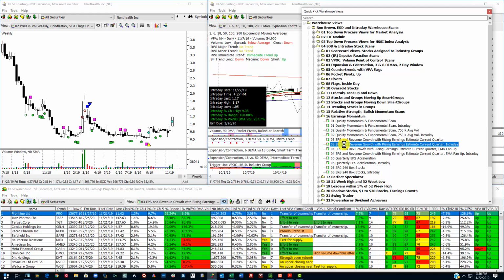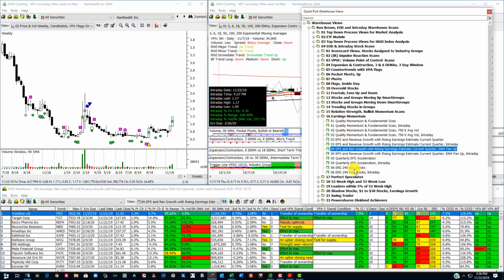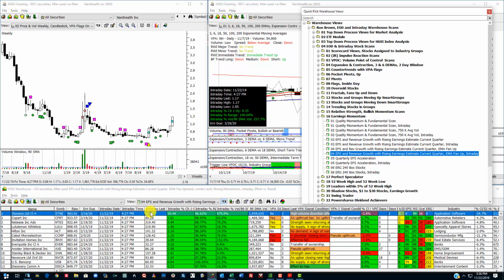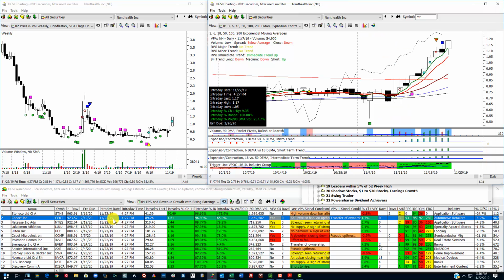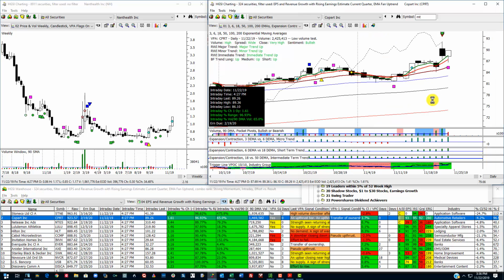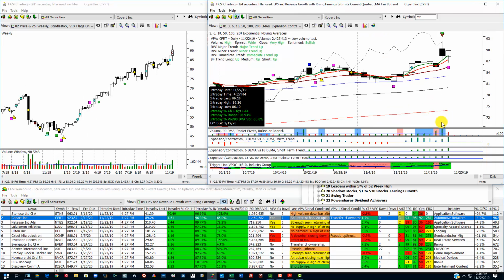Okay, so end of day, intraday, and this is the same thing, except I have a fan requirement in here. In other words, the moving averages have to be stacked. Let's go to the intraday version. Well, we already looked at Stoneco. Let's look at Copart. This is a good example.